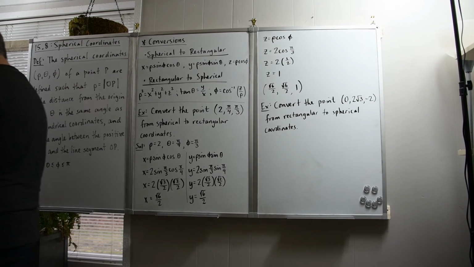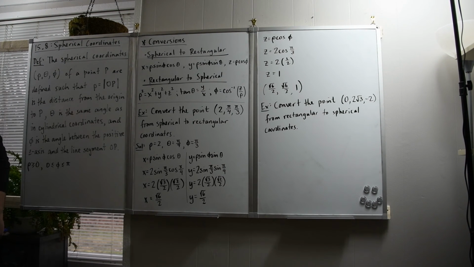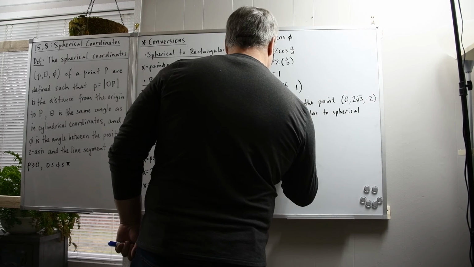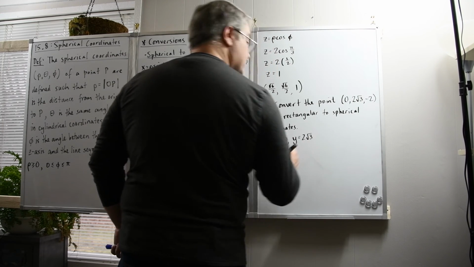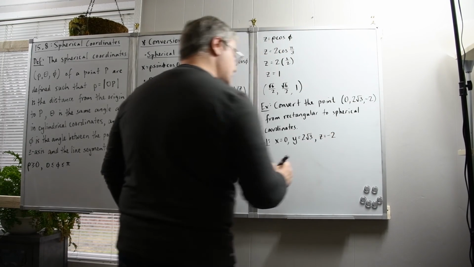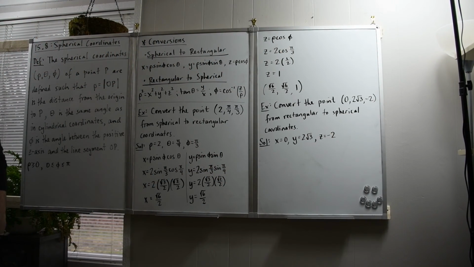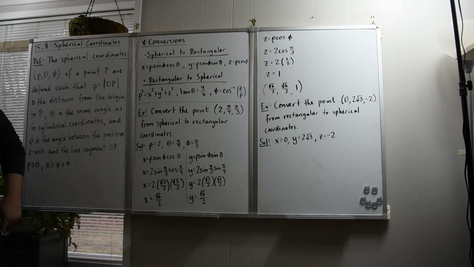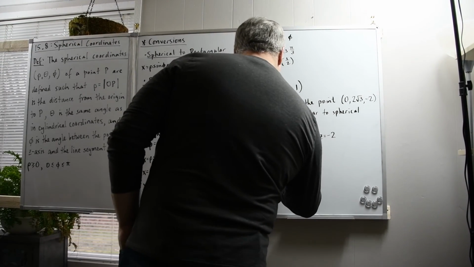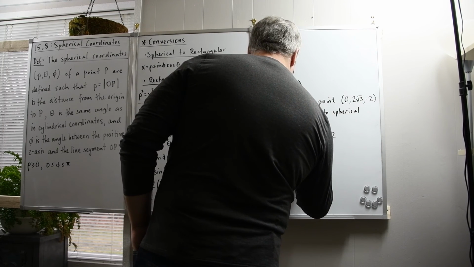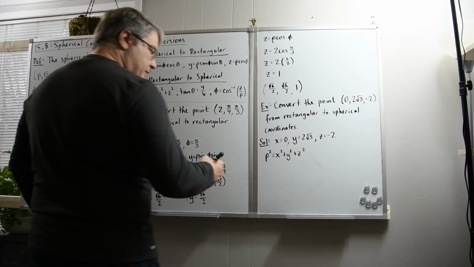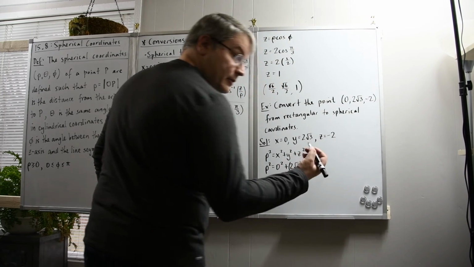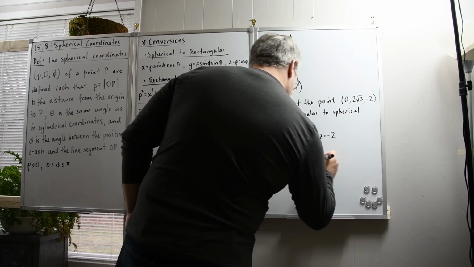Alright. So of course we know x, y, and z here. X is 0, y is 2 times square root of 3, and z equals negative 2. So when we go through and take a look at our conversion equations here, we know that rho squared is x squared plus y squared plus z squared. But we also know that x is 0. We know that y is 2 times the square root of 3. And we know that z is negative 2.